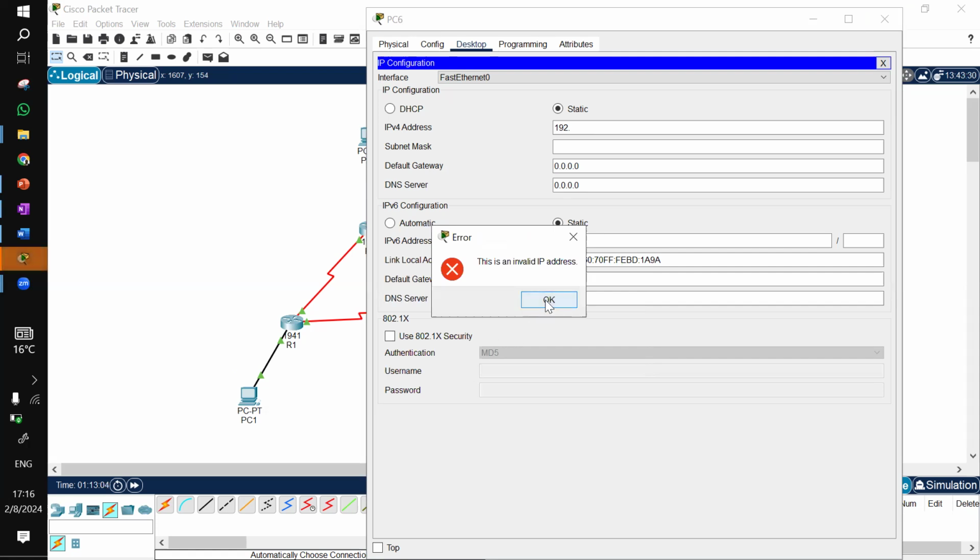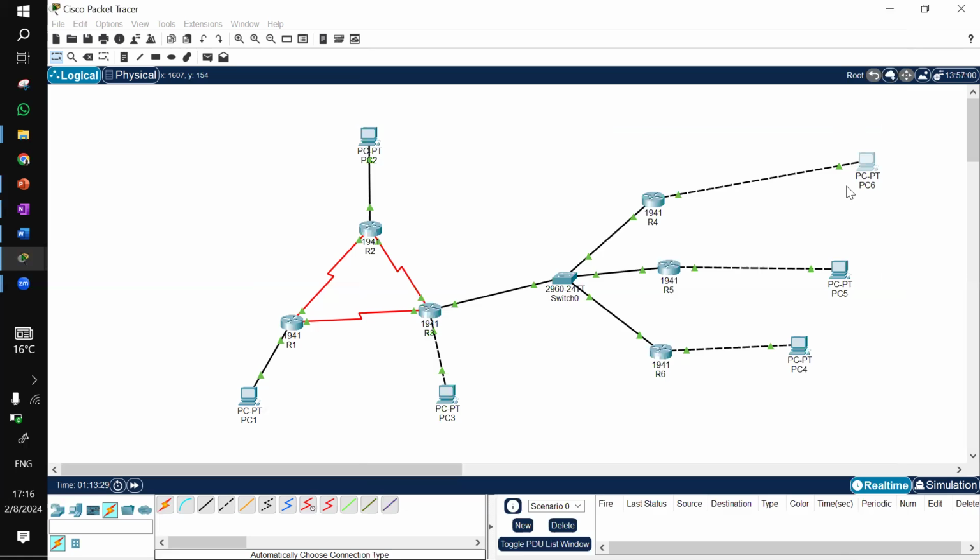Right, this is an invalid IP address. Okay, invalid again. Can I put mine? 192.168, this router number 4 is 40.10. That is not invalid. In my default gateway, 192.168.40.1. All right, PC 6 is done. Let's go to PC 5.